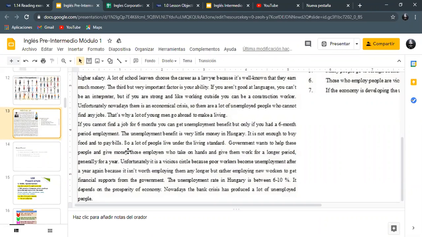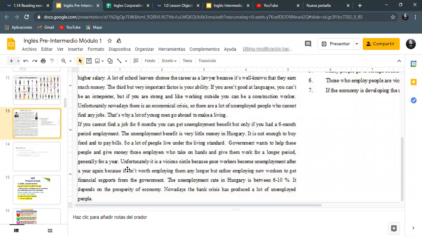And to pay bills. So a lot of people live under the living standard. Government wants to help these people and give money to those employers who take on hands and give them work for a longer period, generally for a year.